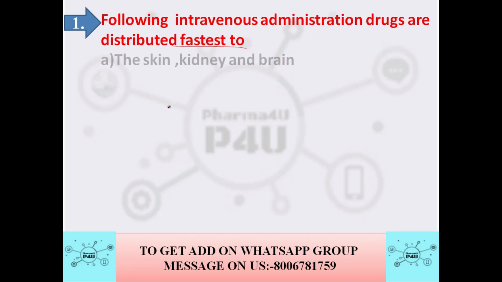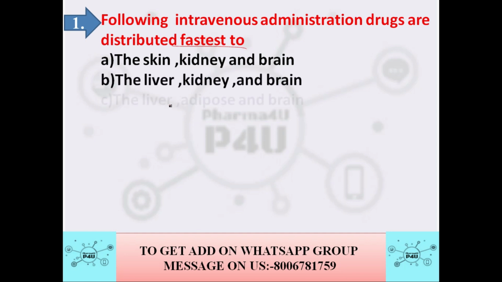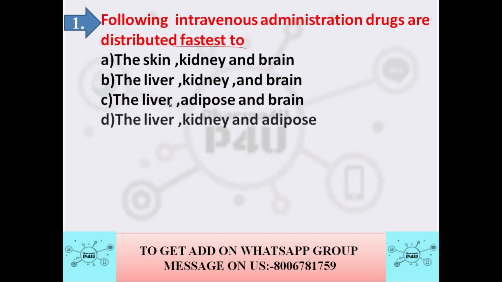Options are, option A is the skin, kidney and brain, option B is the liver, kidney and brain, option C is the liver, adipose and brain, option D is the liver, kidney and adipose. So in which order is the drug distributed fastest? The correct answer is option B, that is the liver, kidney and brain. So B is the correct answer.